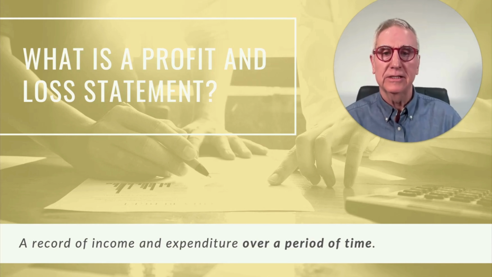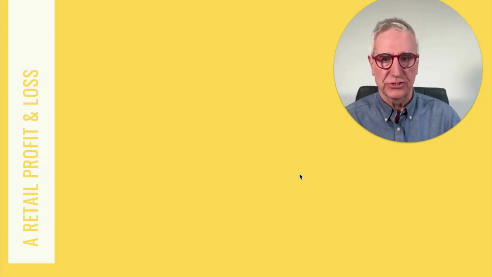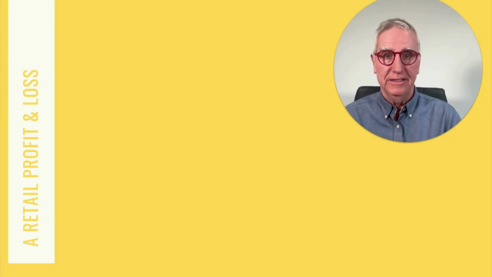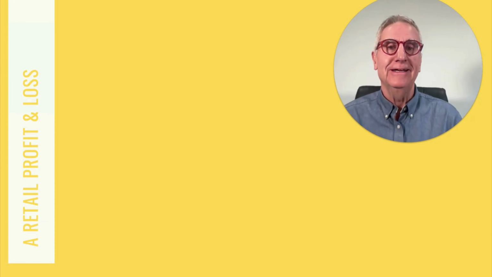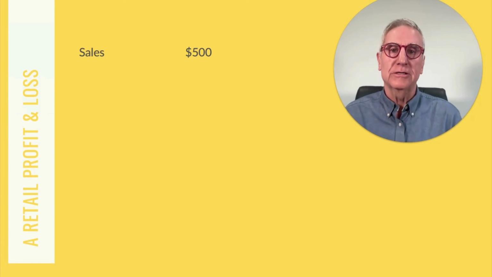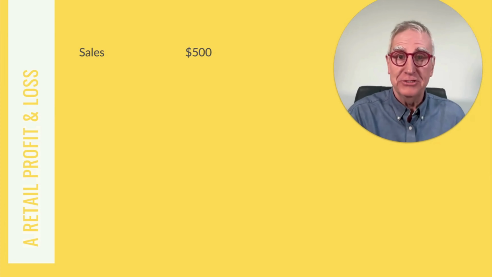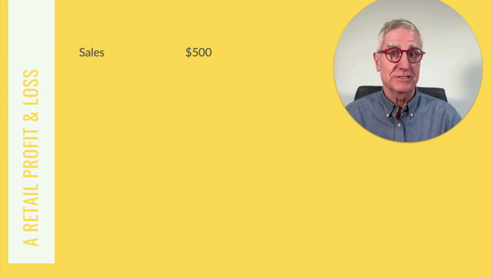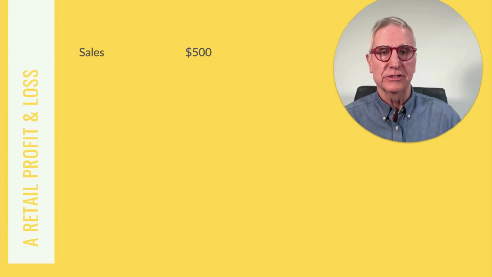So let's have a look at the profit and loss and how it's structured. I want to keep this really simple, and I want to start with a retail example. Think of it as a sweet shop in the UK, a lolly shop in Australia, or a candy shop in America. So you've got sales. It can be $500, $5,000, $500,000. The P&L looks the same in all of these situations.